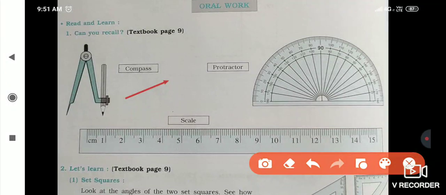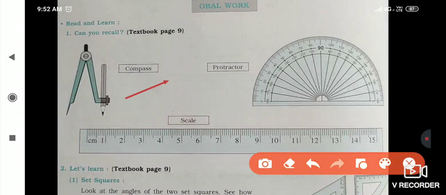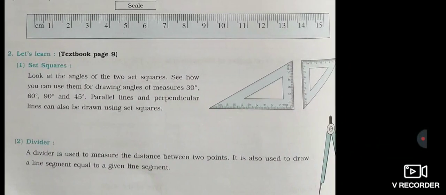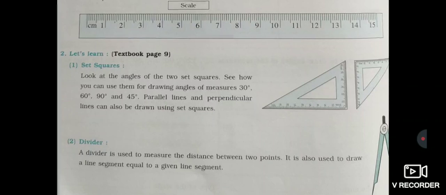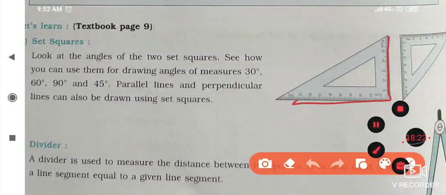Okay, now here are some of the instruments from your compass box. This is a compass. Then this is a protractor, the scale that we use for different constructions. And here it is the set square. These two types of triangles are called set squares.